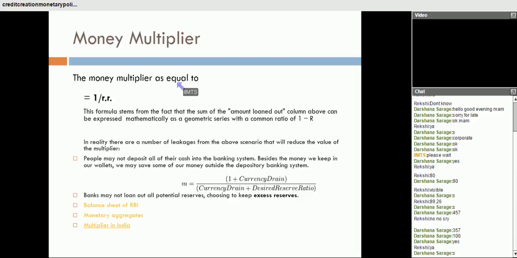Now, what is this money multiplier? This money multiplier is how many times a sum of money can be given further. That is determined by this money multiplier. So, this formula stems from the fact that the sum of amount loaned out, column above, can be expressed mathematically as a geometric series with a common ratio of 1 minus r.